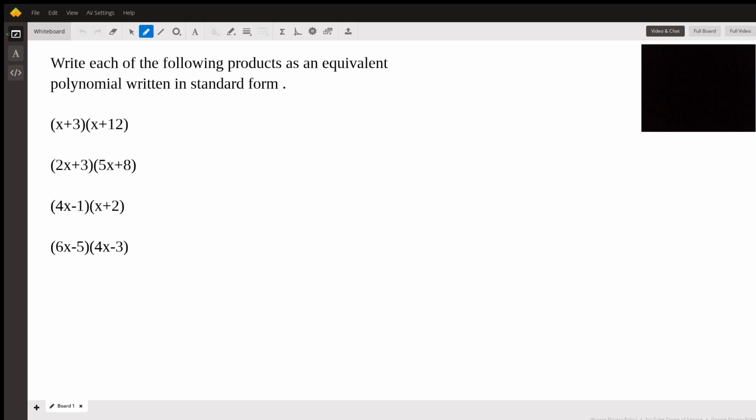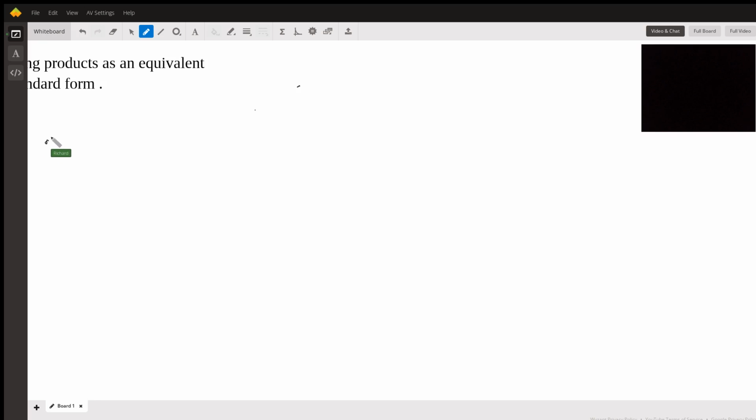I'm going to take this first one. I'm going to show you the two different ways to solve it. There are actually more than two ways, but these are the two that I think are the best. So the first way would be to take advantage of the fact that this first one here, I'm just going to do this one.